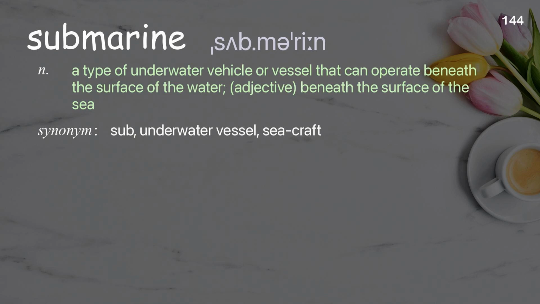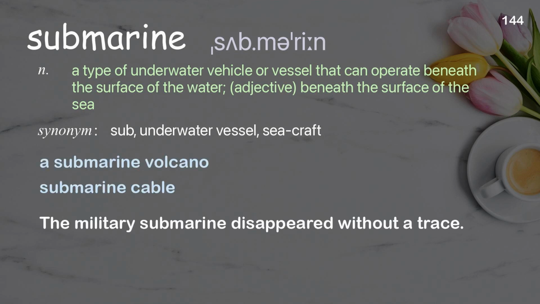Submarine. A type of underwater vehicle or vessel that can operate beneath the surface of the water. Adjective, beneath the surface of the sea. Examples: a submarine volcano, submarine cable. The military submarine disappeared without a trace.